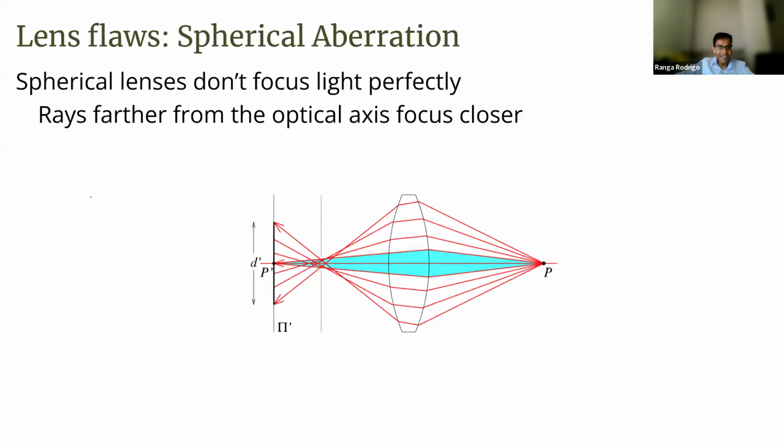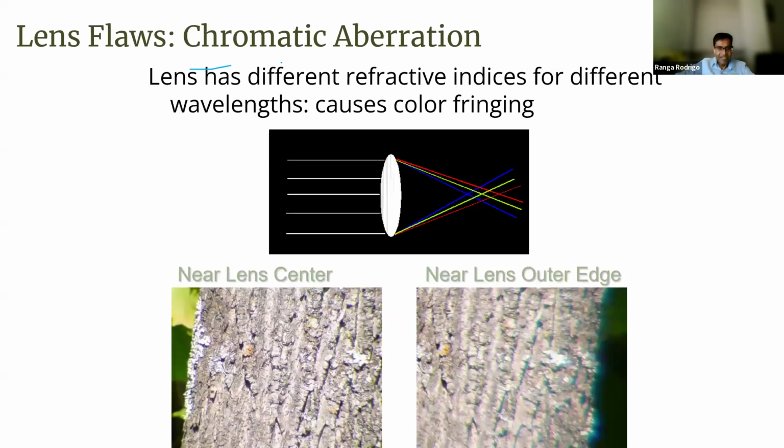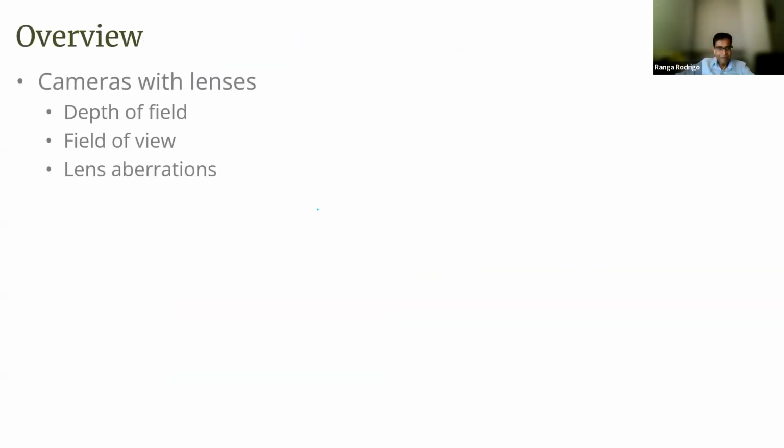And spherical aberration is there. Spherical lenses don't focus light perfectly. Rays further away from the optical axis focus closer. You can see these two focus closer, so that has to be corrected. And chromatic aberration is there. Lenses have different refractive indices for different wavelengths. So blue bends too much and focuses here, green focuses there, red focuses there. So at the edges, you can see this haloing effect.